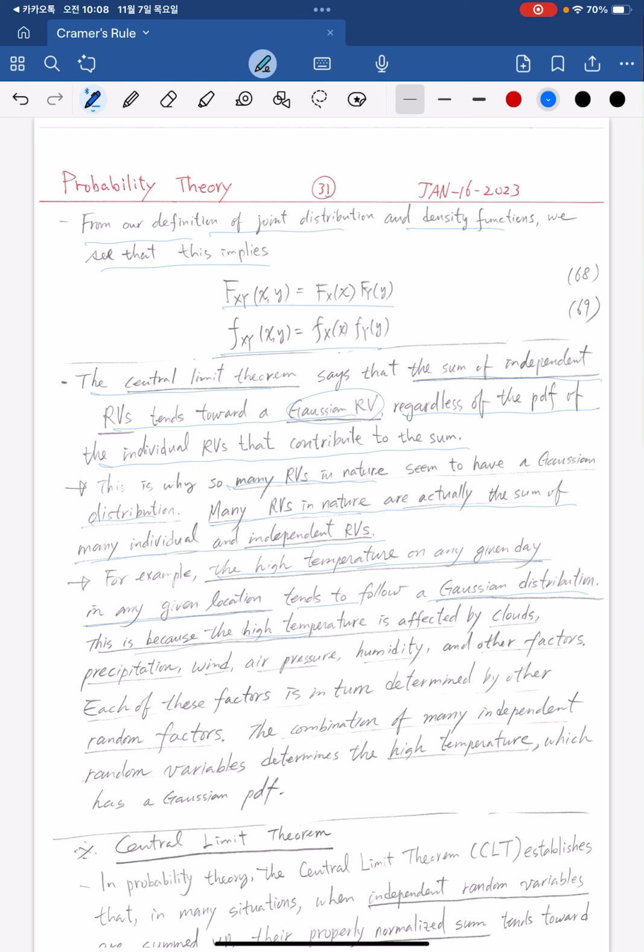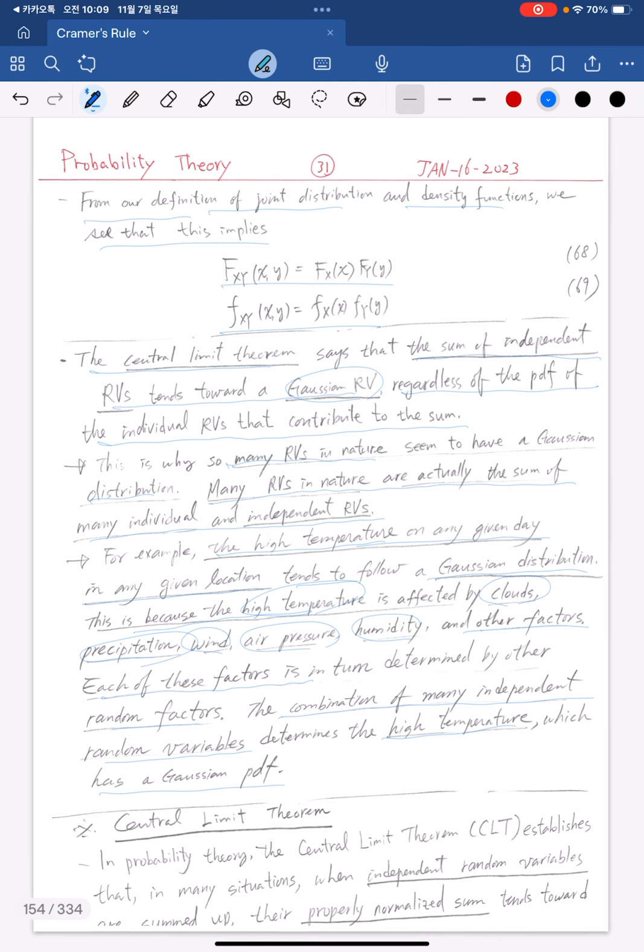This is because the high temperature is affected by clouds, precipitation, wind, air pressure, humidity, and other factors. Each of these factors, in turn, is determined by other random factors. The combination of many independent random variables determines the high temperature, which is Gaussian PDF.